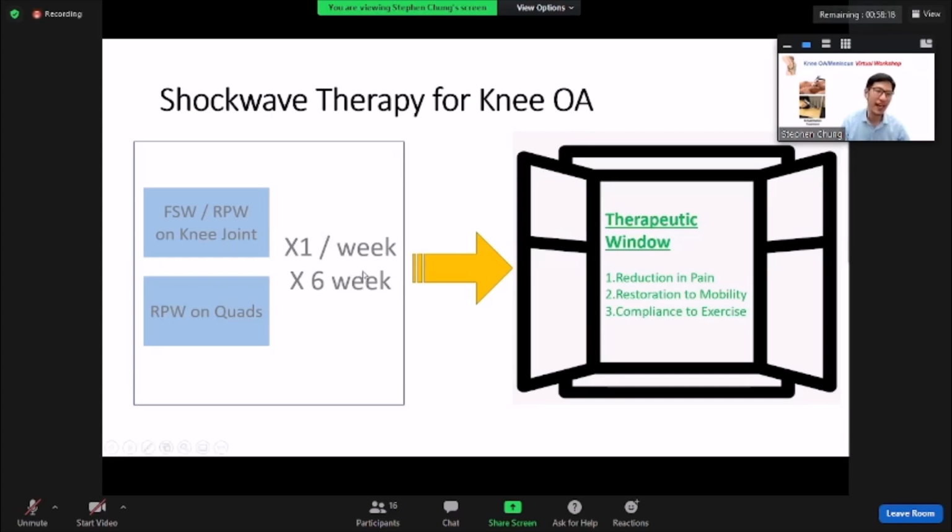And what are we aiming for? We try to aim for a therapeutic window for that NEO-A patient, for a reduction in pain and restoration of mobility, so that they can become more compliant with the exercise prescription to train up the muscles more effectively with the pain more in control.